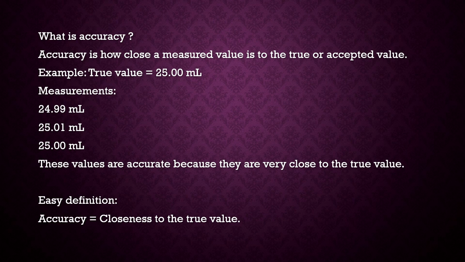What is accuracy? Accuracy is how close a measured value is to the true or accepted value. Example: true value is 25 ml. So measurements 24.99 ml, 25.01 ml, 25 ml. These values are accurate because they are very close to the true value. So an easy definition is: accuracy is closeness to the true value.